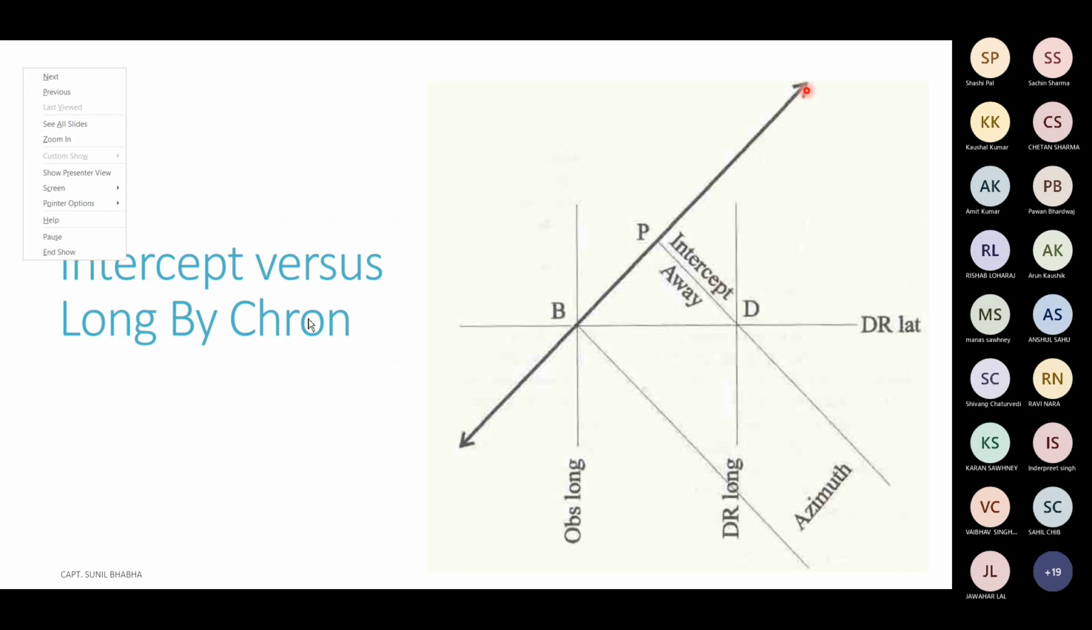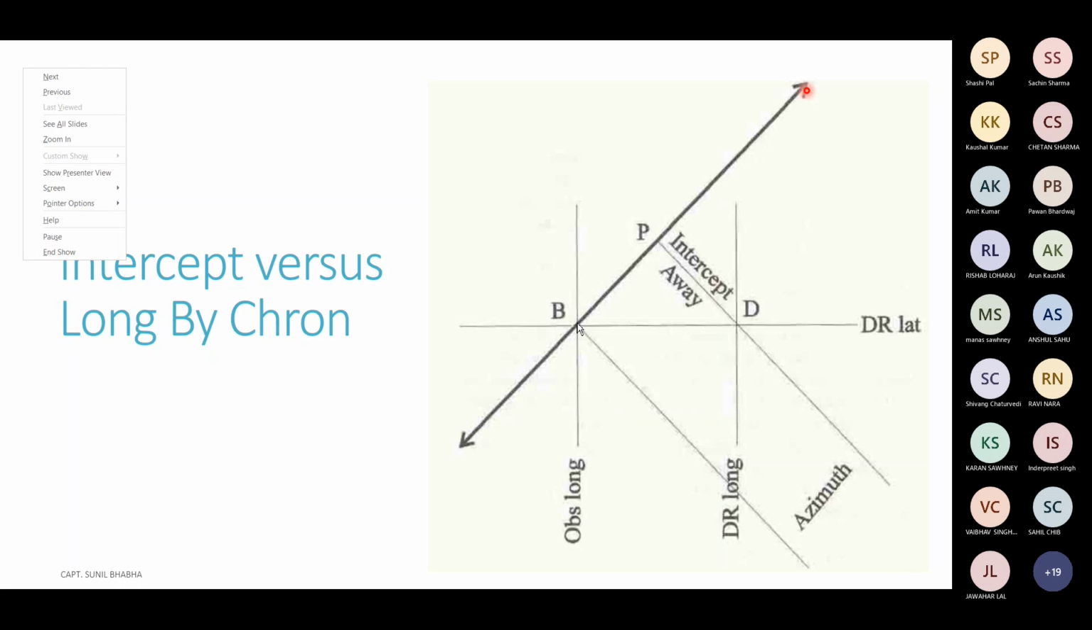If you see in the diagram, if we use the long by chron method, long by chron uses the DR latitude and the observed longitude. This is our reference position. Bravo will be our reference position if we use long by chron. Then we draw the azimuth of the body, and perpendicular to it is the PL. So you get the dark black line as your PL if long by chron is used.